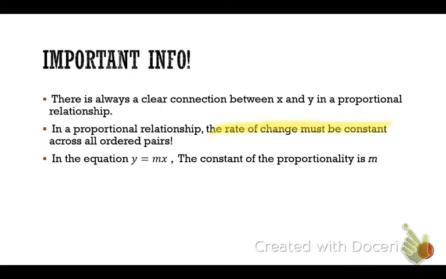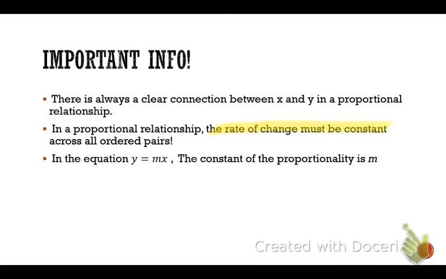So it's not like, going back to our frozen yogurt example, well, if you buy 1 ounce, it's $4, but if you buy 2 ounces, it's $3, and then if you buy 3 ounces, it's $8. Okay? That's not how it works. There's going to be a constant rate of change, and it will be predictable.